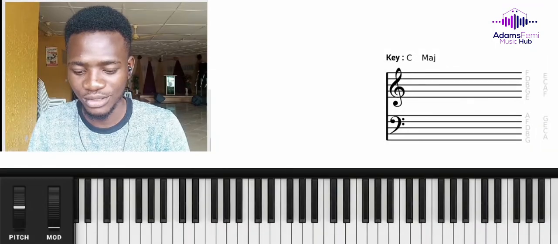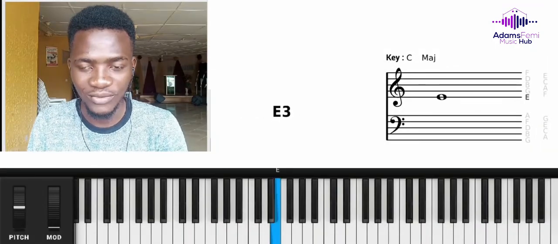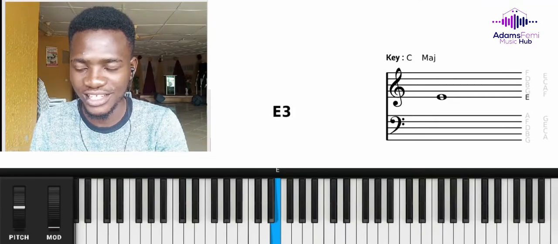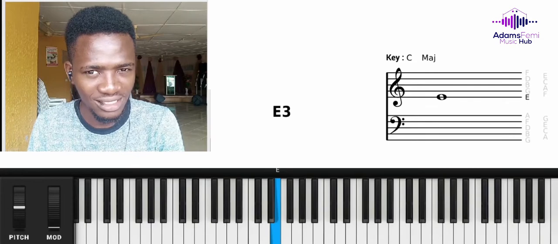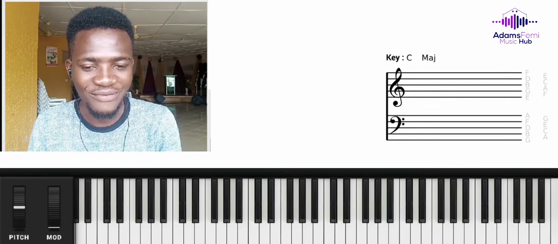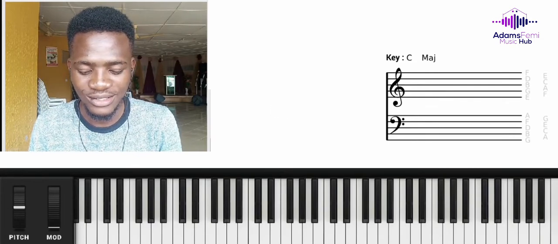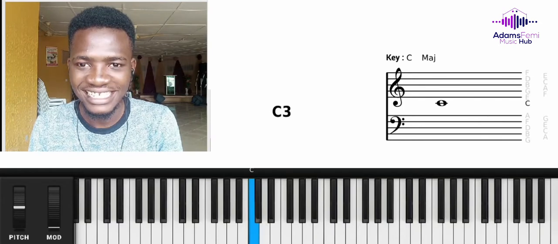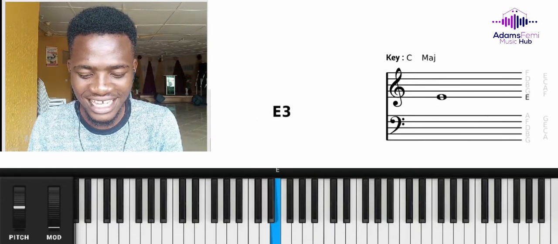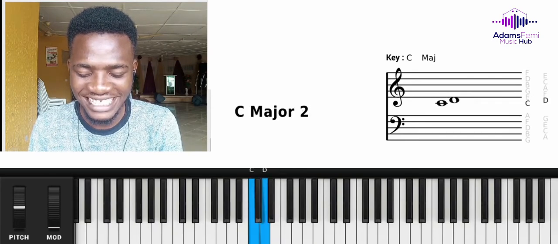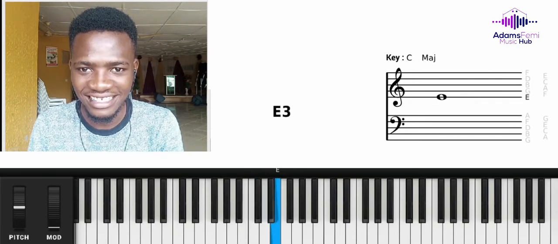So in terms of notation, let's count. We're counting from A to G. But in this case, we're playing from C. Remember, C is before every 2 black keys. So that's C, D, and E.